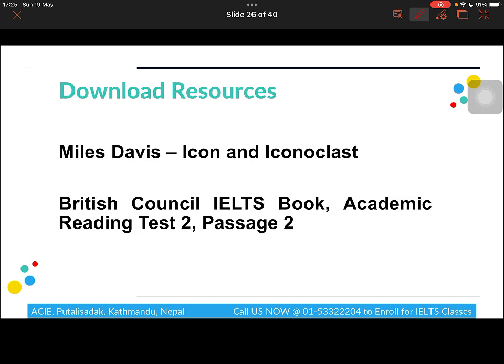And now let us look at a sample question for this question type, and you can download this question. I will also be providing a link in the information about this YouTube video as to where you can find this passage. This question is from the British Council IELTS book, which you generally get after you book the test, from the Academic Reading Test, Passage 2, and the passage is called Miles Davis: Icon and Iconoclast.